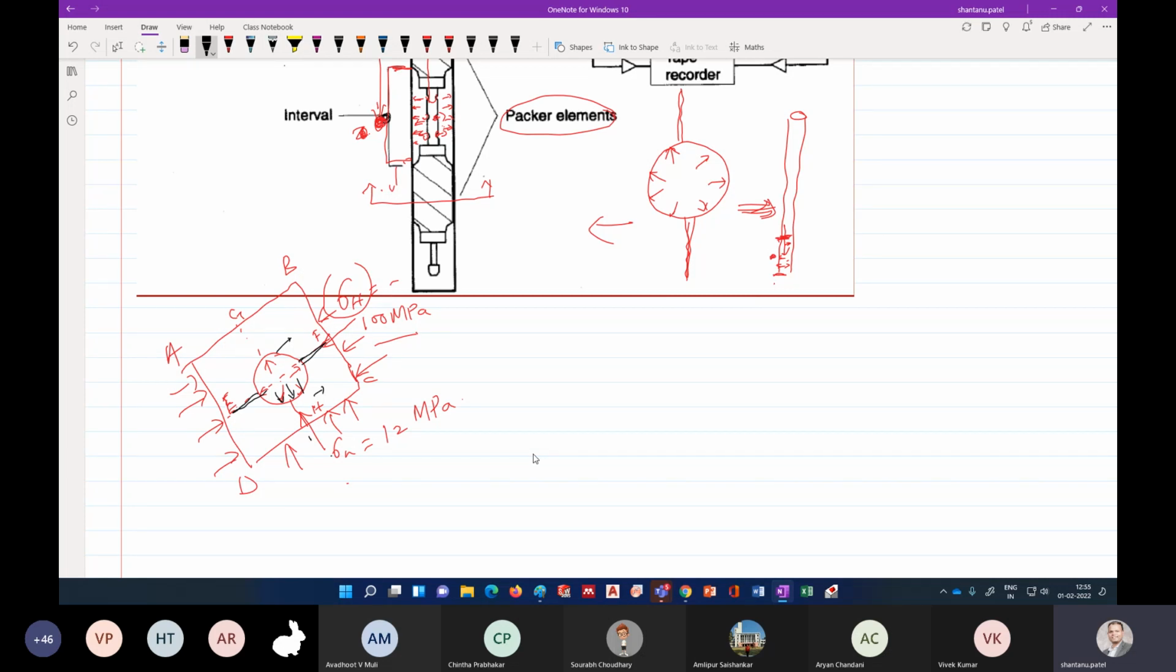So what happens when you do a, what is this called, your hydraulic fracturing test? What happens if you plot the time versus your pressure? It looks like the pressure is increased, and here the fracturing happens. So this is called PB. Okay, so breakdown pressure.